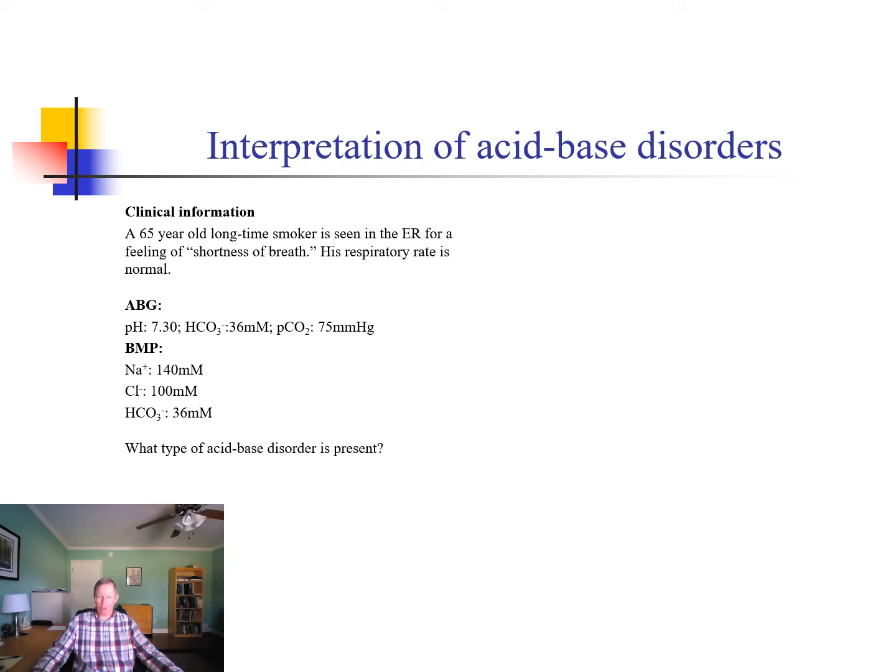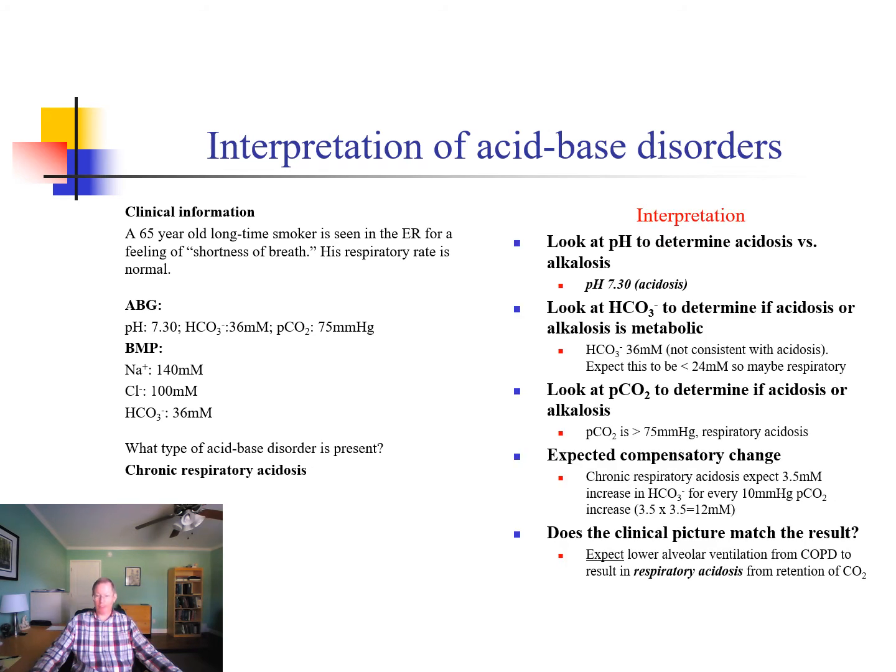In addition, the BMP gives these data. What type of acid-base disorder is present? So what do we do? That's right, we look at the pH. The pH is 7.30, which is an acidosis. Next, we look at the bicarbonate. If it's a metabolic acidosis, then it should be less than 24. It is not, so it's not consistent with a metabolic acidosis.